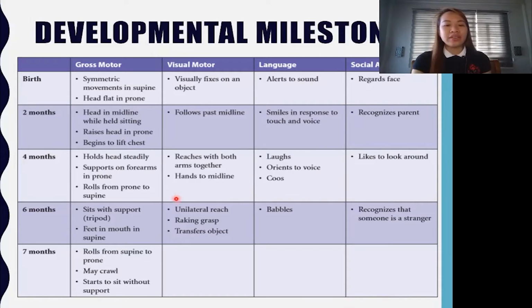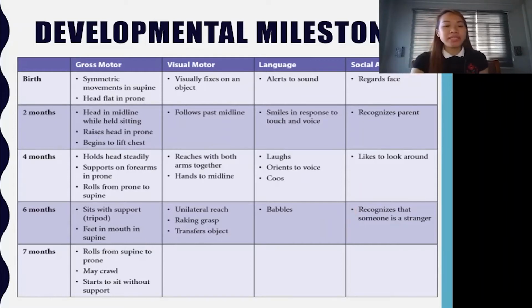Unilateral reach. So dati at 4 months, they have to reach something with both hands. But at 6 months, they can already try to reach with one hand. And then raking grasp, diba? Yung raking grasp yan. Then they transfer objects from one hand to the other. Now they also start to produce bubbling sounds. Bah, bah, bah. Okay, bubbles. And they recognize that someone is a stranger. So since they already know what their mother looks like, they recognize na nila if hindi yun yung parents nila.